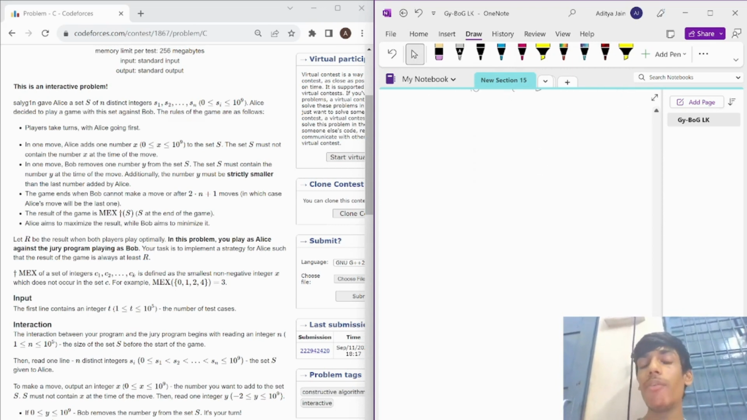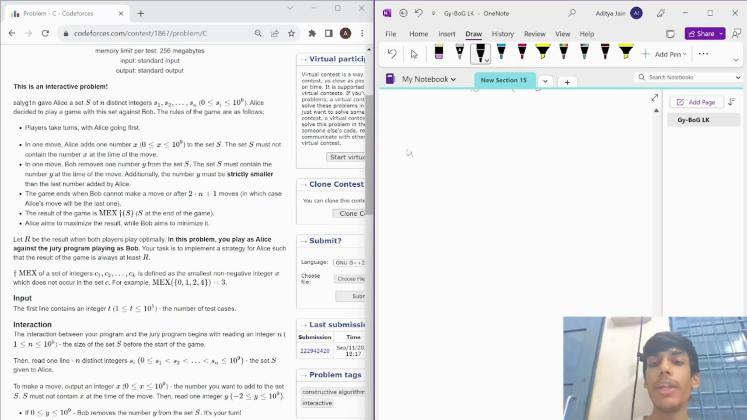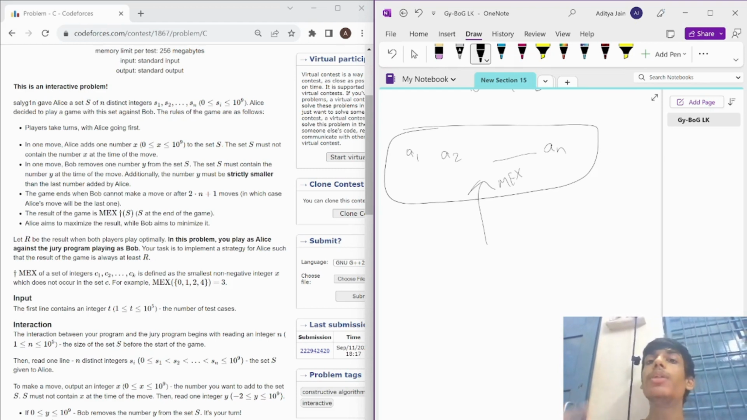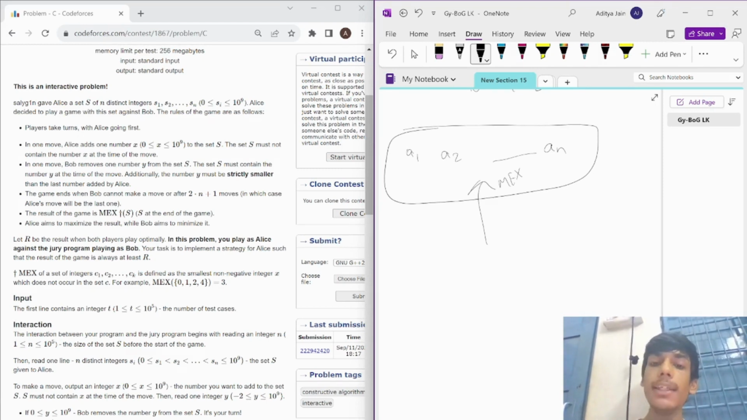In short, what we have to do is, first we have an array of n integers. We will find the max of this array, and Alice will insert the max into this array in the first operation. Now Bob will remove a number which is less than max. So whatever number Bob removes from the array, that is going to become the new max. So in order to increase the max, Alice has to insert the same element again into this array.